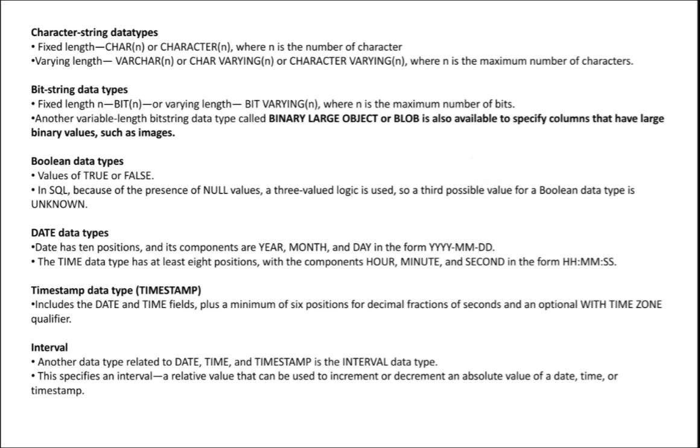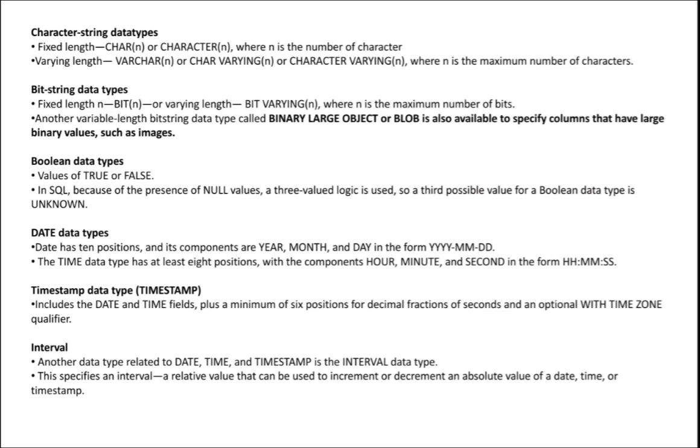Next, along with the date you can use a time data type also. The time data type has at least 8 positions, with components hour, minute and seconds. You can see there HH means hours, MM means minutes, SS means seconds. Here also you can change the format. First you can include minutes, then hour, then seconds, or first seconds, then minute, then hour. It is possible, but so far these are the default values for date and time.